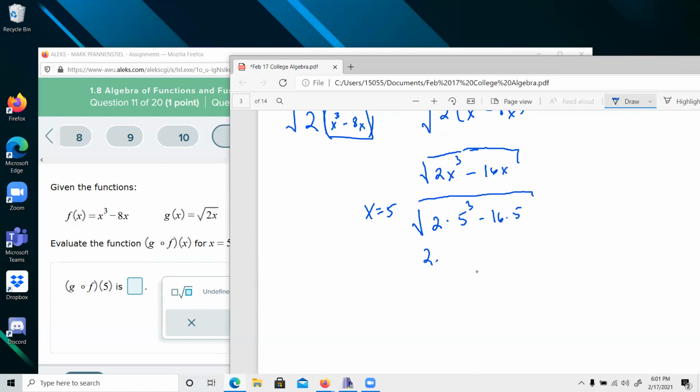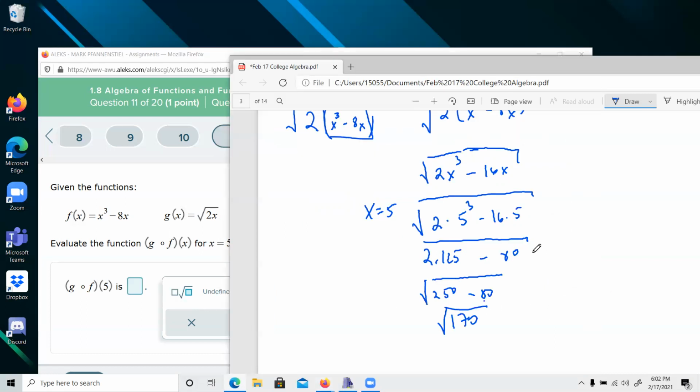So we have 2 times, what is 5 cubed? 125, minus, that's going to be 80. And 2 times 125, what is that, 250? Minus 80. All right. And what is that going to be? It's going to be 200 minus another 30. Right. So it's going to be the square root of 170. Sure, that's a delightful number.